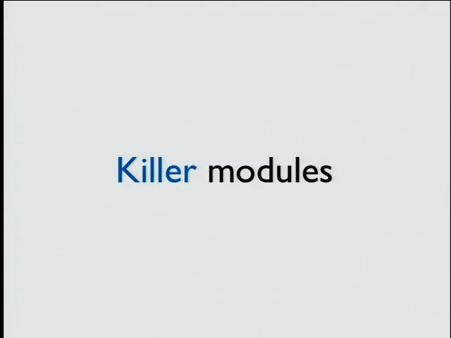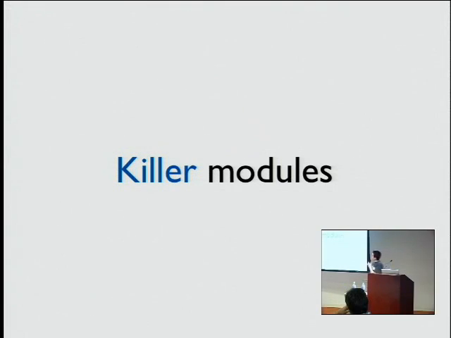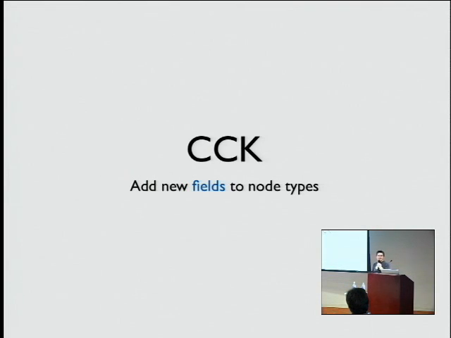I just want to quickly run through some of the killer modules in Drupal. Killer modules. These are some of the modules that we end up using on a lot of sites that are really powerful and we're pretty excited about. So the first one is CCK. So this basically allows you to add fields to node types.